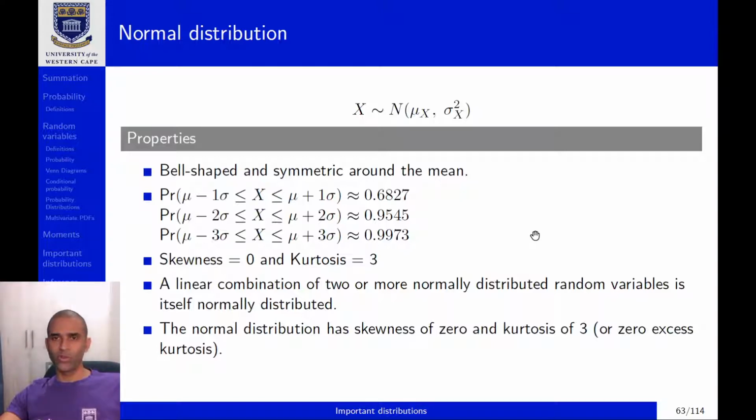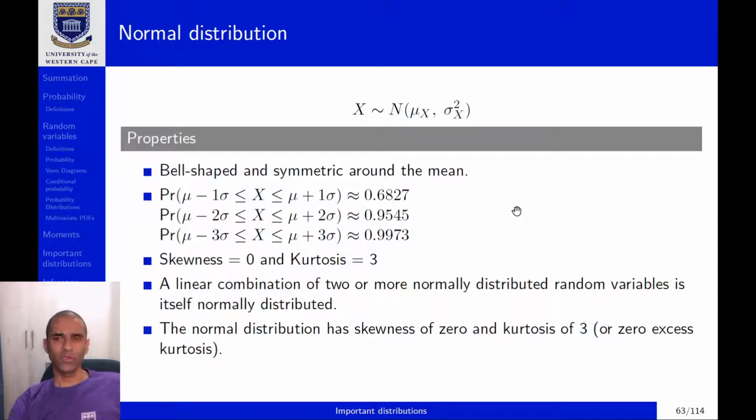So the normal distribution for a random variable x is characterized by its mean and its variance, and is denoted as mu and sigma squared. The properties of the normal distribution are that it is bell-shaped and symmetric, and most of the possible values that can be taken on by a random variable that is normally distributed lie within one standard deviation on either side of its mean.